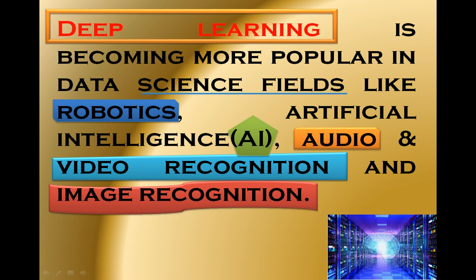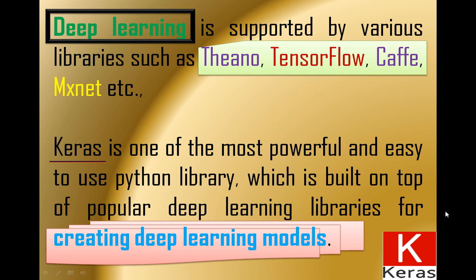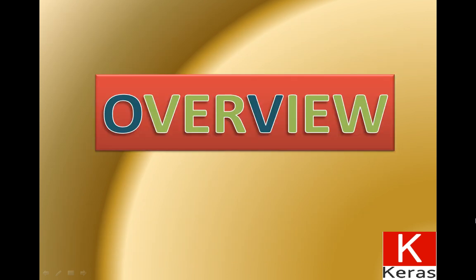Deep learning is becoming more popular in data science fields like robotics, artificial intelligence, audio and video recognition, and image recognition. Deep learning is supported by various libraries such as Theano, TensorFlow, Caffe, MXNet, etc. Keras is one of the most powerful and easy to use Python library which is built on the top of popular deep learning libraries for creating deep learning models. Now let's have a deep look into Keras.